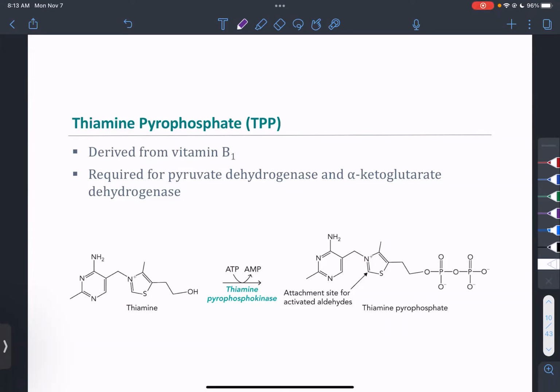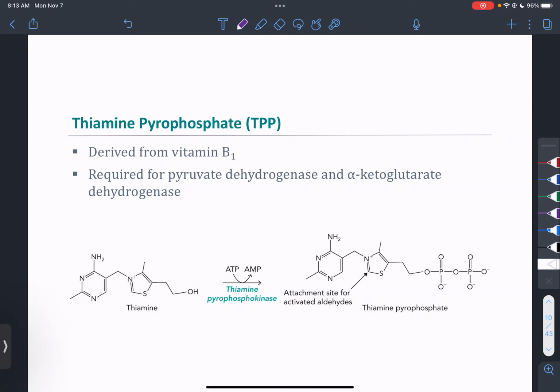And so if you want to make sure you have enough TPP in your diet, you eat brown rice or you eat fortified grains and cereals, right? But you want the whole rice. You want the bran on the outside, right? Okay. So this one is, again, required for our pyruvate dehydrogenase.